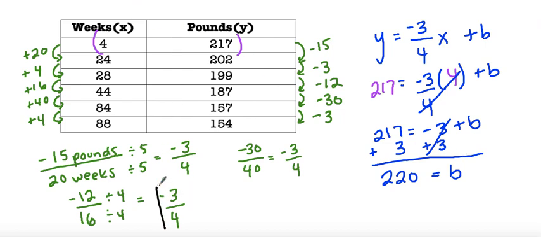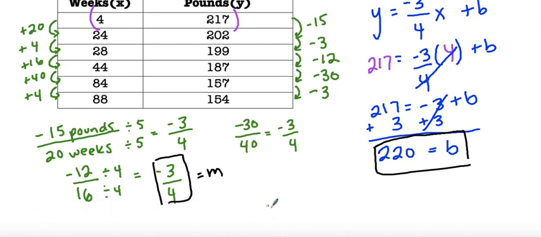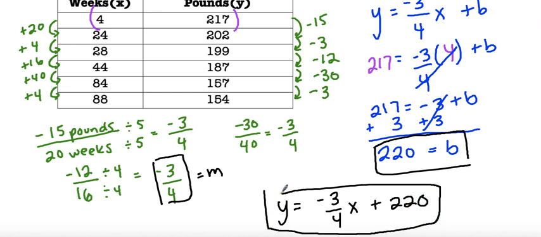So I have negative 3 over 4 as my slope. I have 220 as my initial value, which is my y-intercept. So y equals negative 3 over 4x plus 220. And that's it.